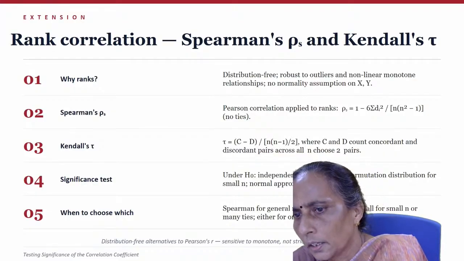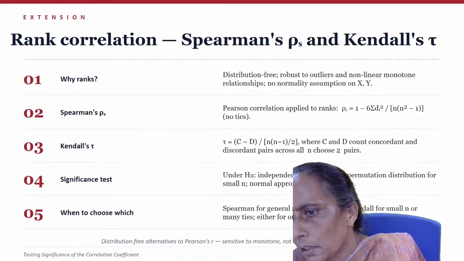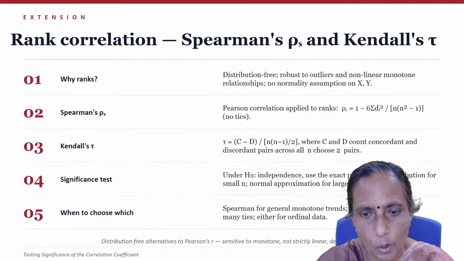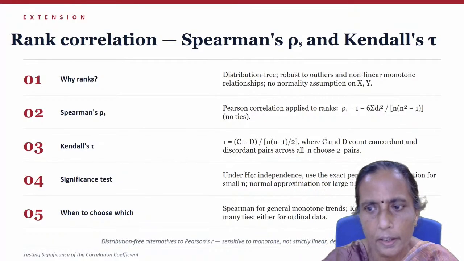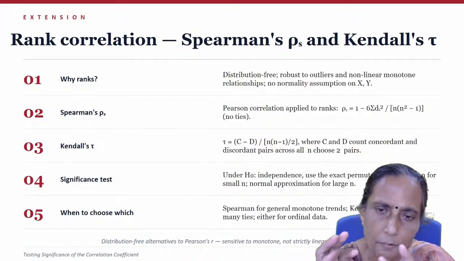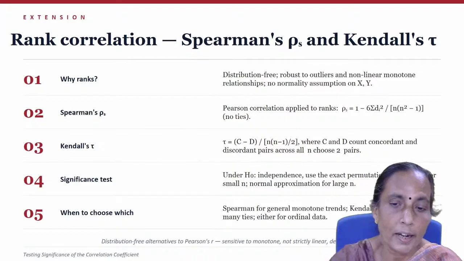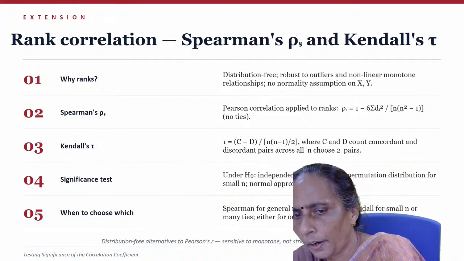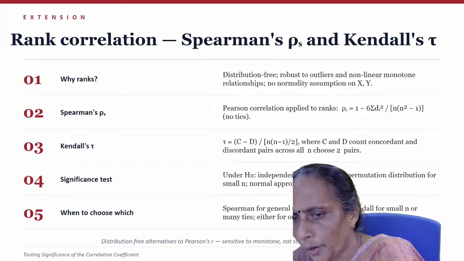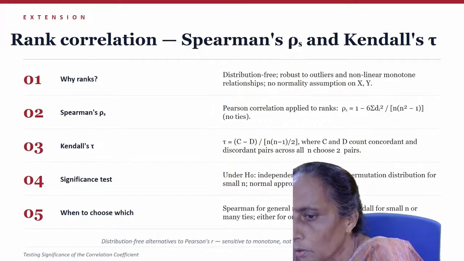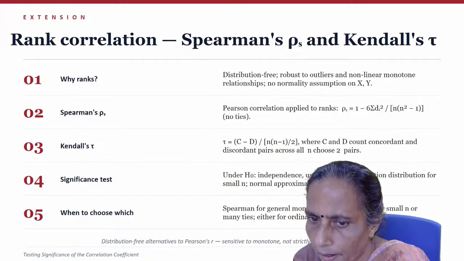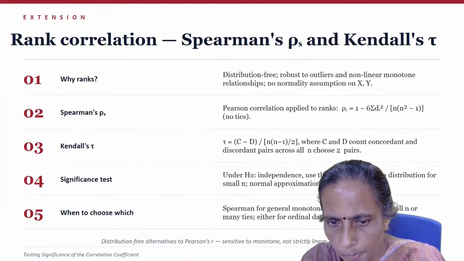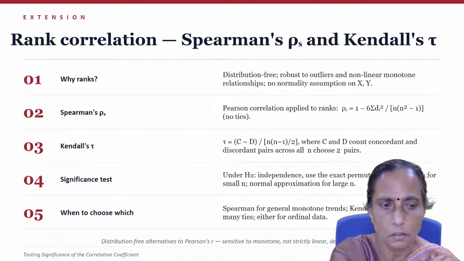And this is equal to 1 minus 6 summation d square divided by n into n square minus 1, with no ties. If there are any ties, then we have to add a correction factor to it. Kendall's tau is equal to C minus D divided by n into n minus 1 by 2, where C and D count concordant and discordant pairs across all n choose 2 pairs. So we will be discussing this in the coming slides.